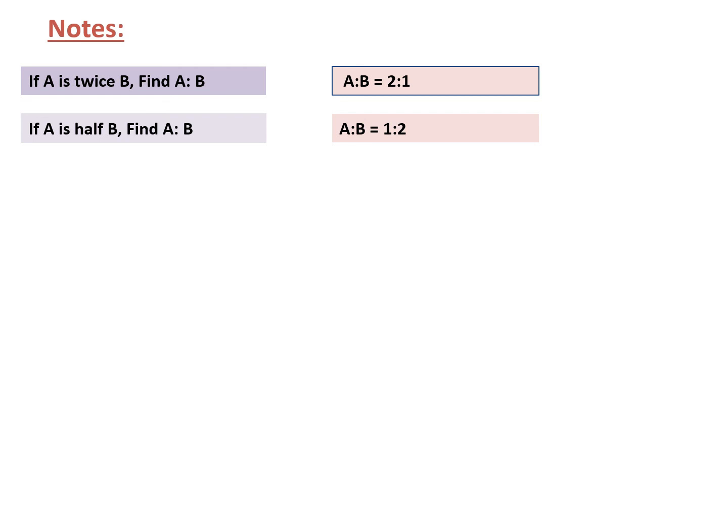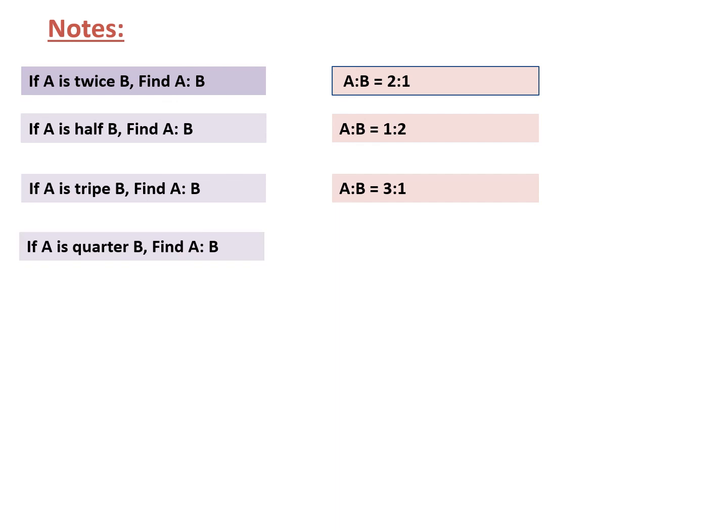Then A is triple B, or A is 3 times B. It means A 3, B 1. If we write it in a ratio form, it will be 3 to 1. In the same way, A 3, B 1. A is a quarter of B. Find A to B. A quarter means 1 over 4.